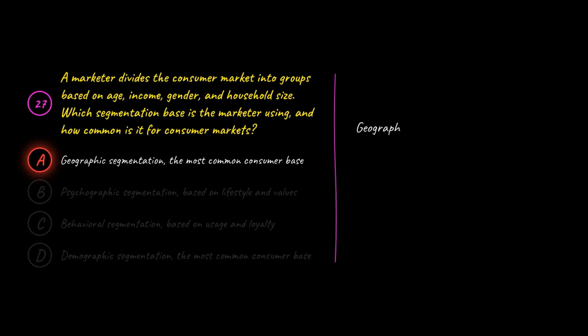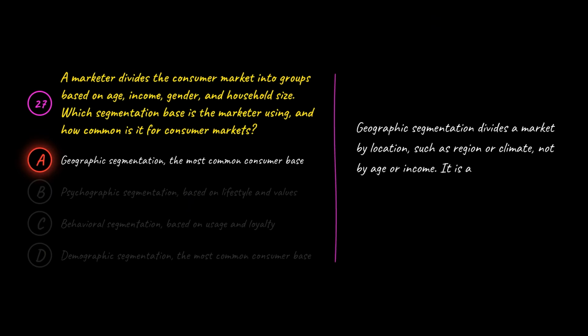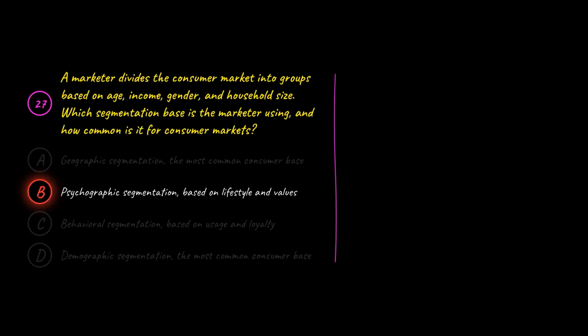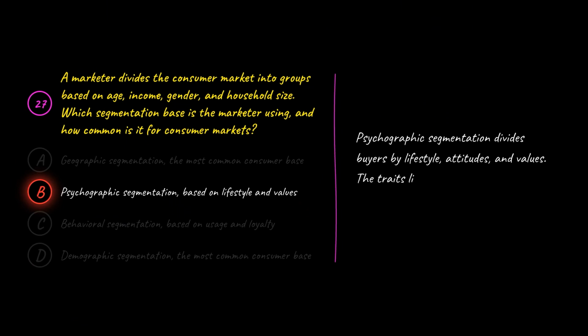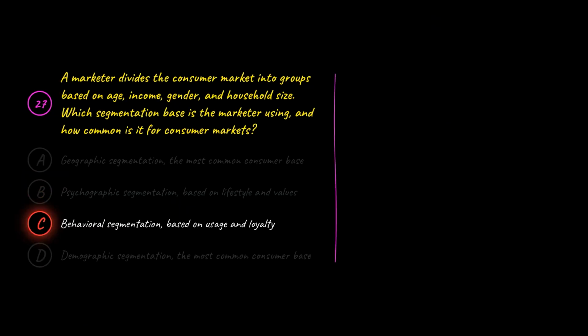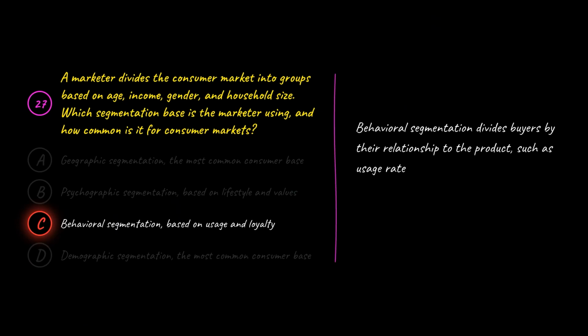A is wrong because geographic segmentation divides a market by location, such as region or climate, not by age or income. It is also not identified as the most common consumer base, so this option is wrong on both counts. B is wrong because psychographic segmentation divides buyers by lifestyle, attitudes, and values. The traits listed are demographic facts, not lifestyle measures. C is wrong because behavioral segmentation divides buyers by their relationship to the product, such as usage rate or loyalty.